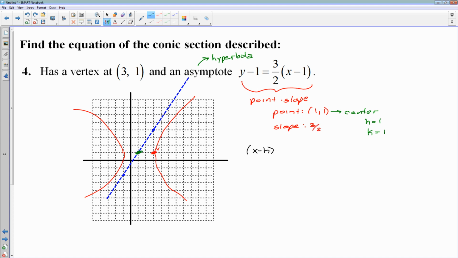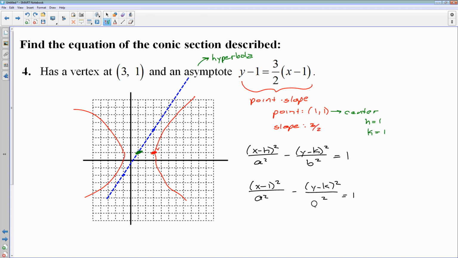So x minus h squared over a squared minus y minus k squared over b squared is equal to 1, and we've already found h and k. So that's x minus 1 squared over a squared minus y minus k squared over b squared equals 1. Wait, I know what k is. K is 1, so that's going to be y minus 1 squared over b squared. Now we have to find our a and our b.